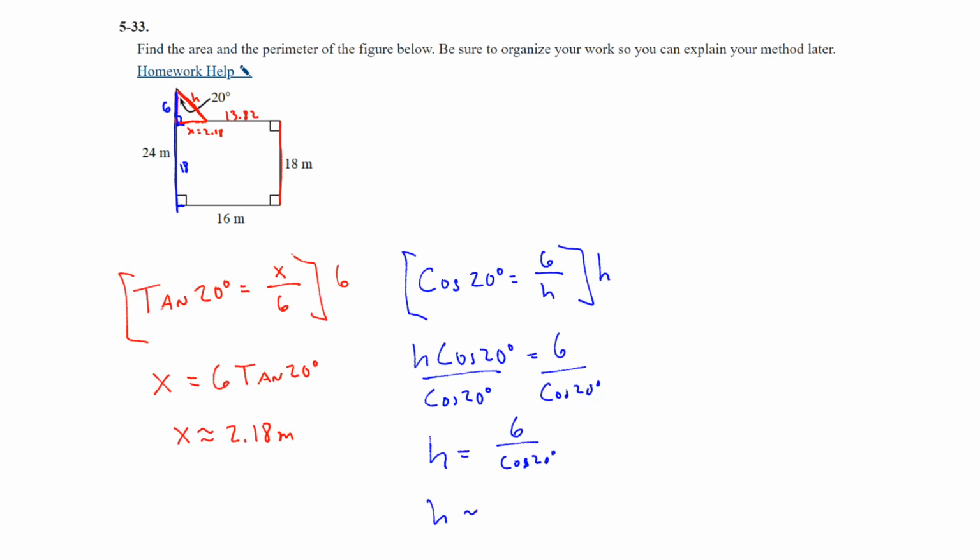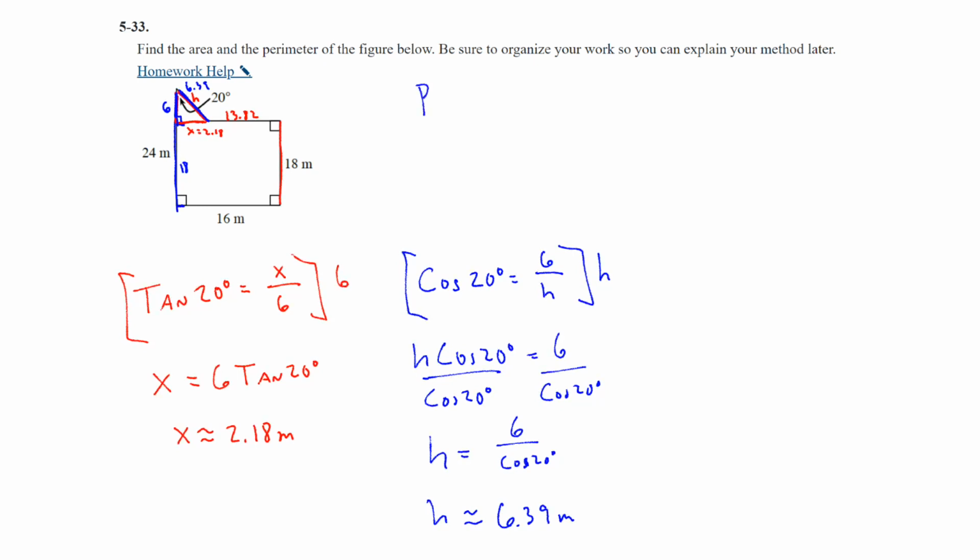And therefore, let's go ahead and get the approximation. So 6 divided by cosine of 20 will be approximately 6.39 meters. So now we know this side length is approximately 6.39.